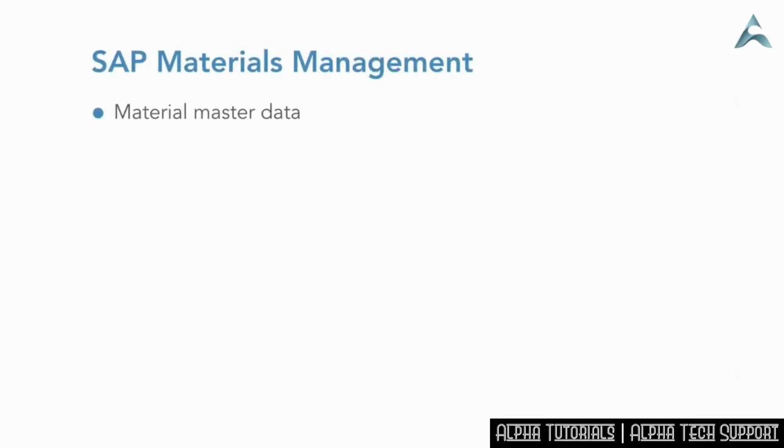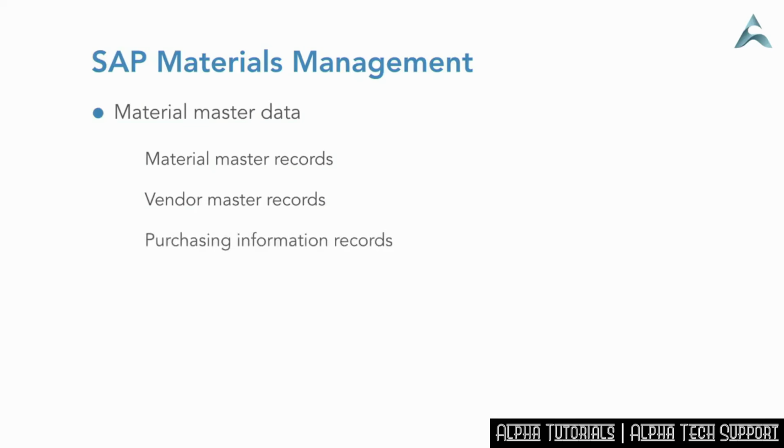Lastly, we'll look at master data in materials management. First, our material master records. They include as many as 200 plus fields about a specific material. Next, our vendor master records, which have all the physical and financial information pertaining to a vendor. Finally, we've got purchasing information records, which are basically the marriage between material information and vendor information. For example, a vendor's current price of a particular material is stored in the purchasing information record. Let's look at material master data in the system.